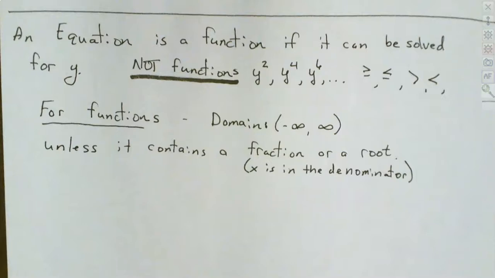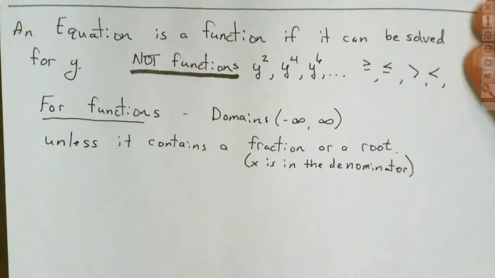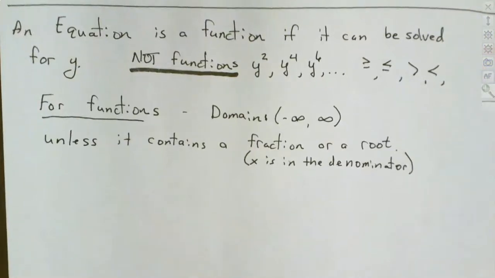How do we find the domain for functions? Well, most functions have a domain that's negative to positive infinity. If it has a fraction, which means x is in the denominator, or it has a root, we have to do an extra step. And it's a little bit different. So we'll do 4 or 5 of these. So we'll do all the different types. And these are going to be functions at first, and then we'll look at things that are not functions.